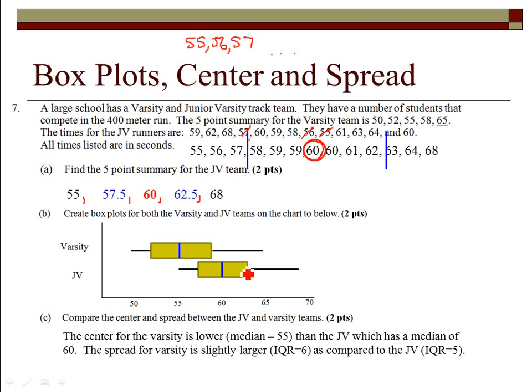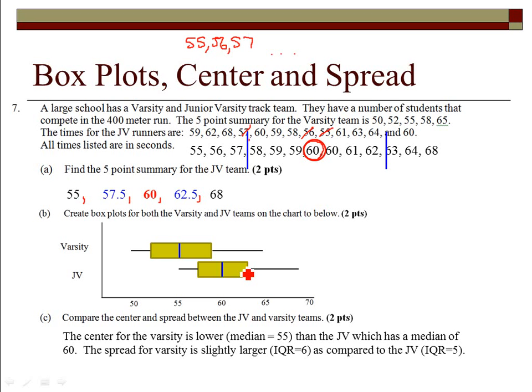If you look at the center, you're going to look at the median. The varsity's median was 55. For the JV, their median was 60. So the center for the varsity is lower than the JV. Now you got to remember, these are times in a race, so that's actually better. It's better to run 55 seconds versus 60 seconds.